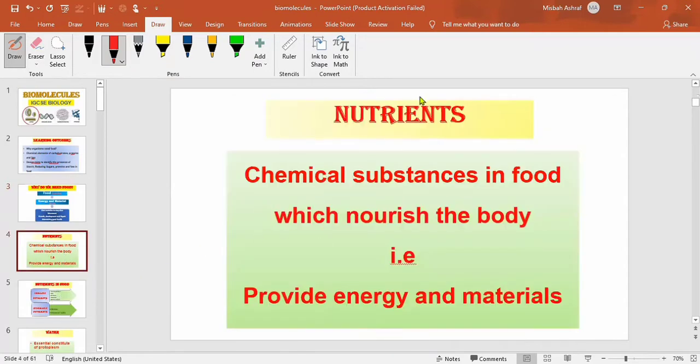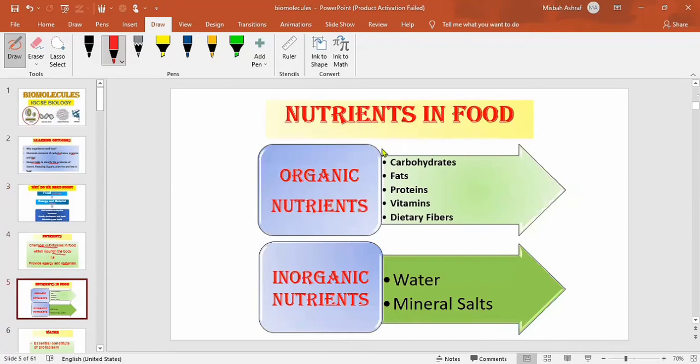Then there are nutrients present inside the food. Nutrients are the chemical substances that nourish our body. Nourish means that they provide us energy and materials, which are required for different purposes in our body. There are two types of nutrients which might be present in our food: organic nutrients and inorganic nutrients. Both are important for our body, and both should be provided to our body.